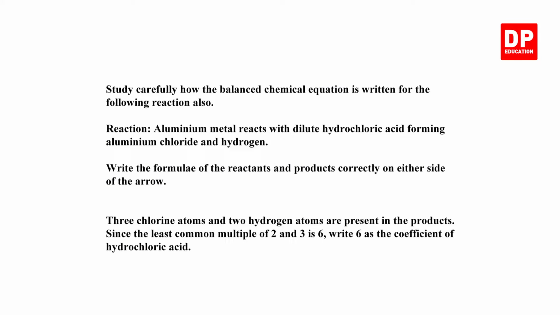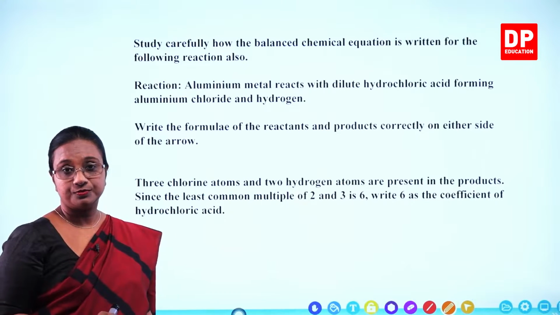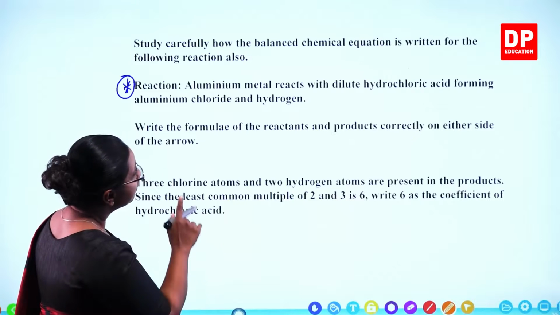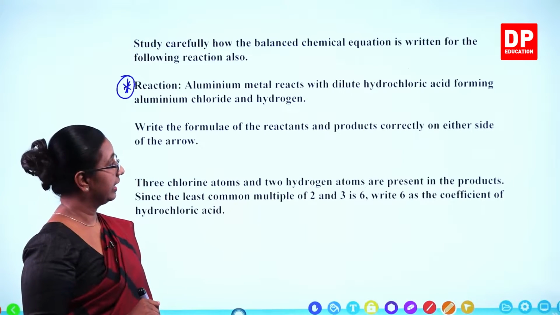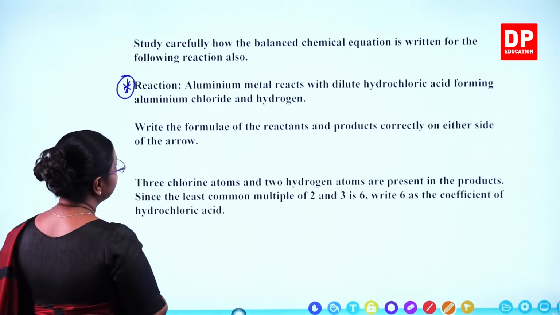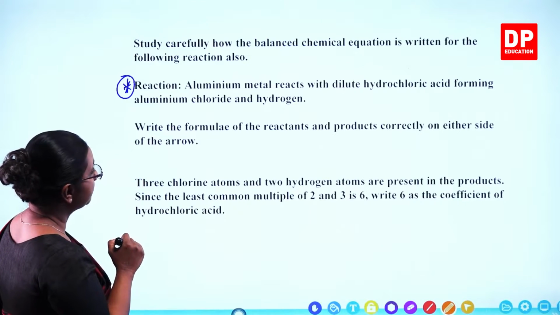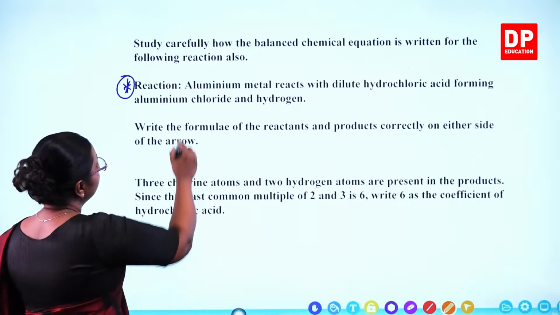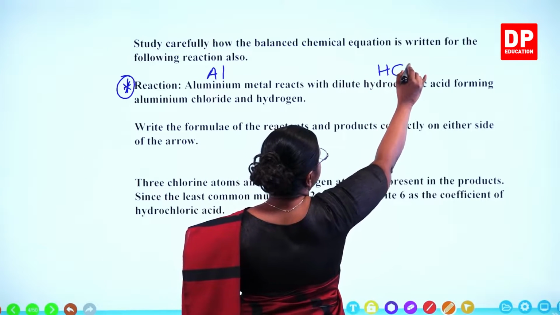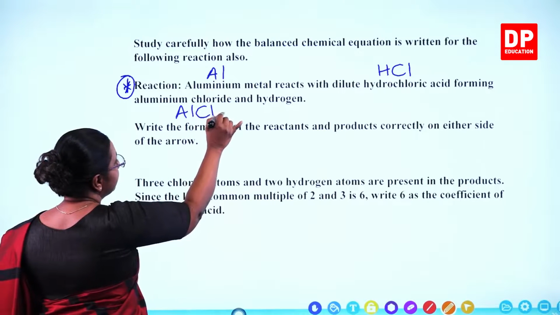Study carefully how the balanced chemical equation is written for the following reaction also. What is the reaction? Reaction is given to you here. Aluminium metal reacts with dilute hydrochloric acid forming aluminium chloride and hydrogen. So what is the chemical formula for the substances there? Reactants and products. So what do we need to do? We have aluminium. We need to have dilute hydrochloric acid, that is HCl, and forming aluminium chloride, that is AlCl3.